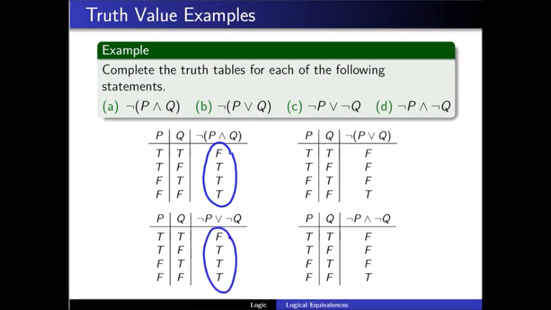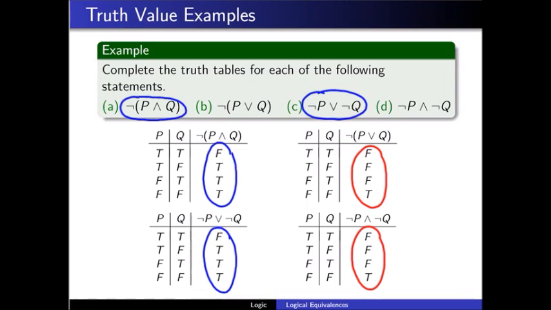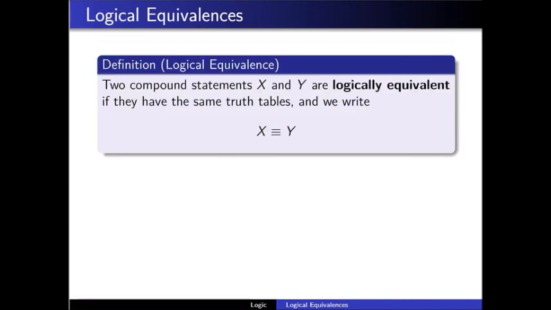What this will mean for us is that the statement in example A is logically equivalent to the statement in example C. Looking at the truth values of the remaining two statements, we see that they also have exactly the same truth values. And this, of course, will mean that the example in part B is logically equivalent to the example in part D. So what does it actually mean for two statements to be logically equivalent?